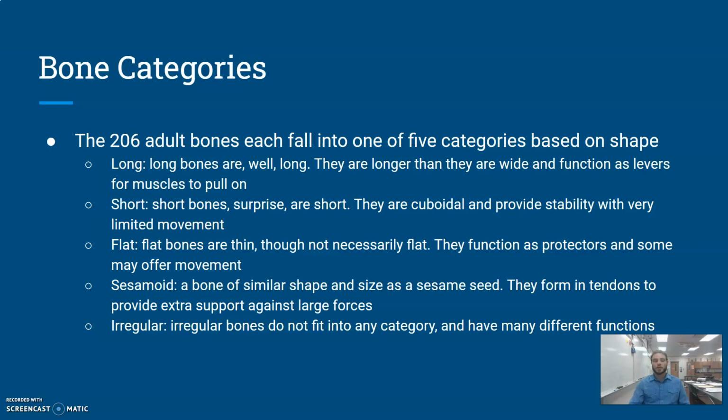Your last bone shape or bone category are the irregular bones. Really, these are just going to be the bones that aren't long, aren't short, aren't flat, and aren't sesamoid bones. So they don't fit into any category. They have a number of different functions. An easy example of these are your vertebrae, which have all sorts of different shapes, depending on if they're a cervical, a thoracic, or a lumbar bone. They're each going to have their own different shape, and it's just going to be kind of wild.